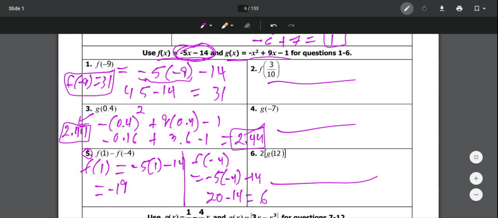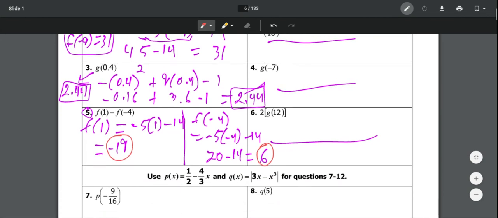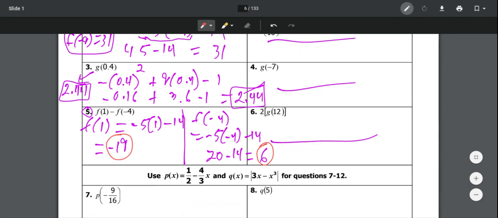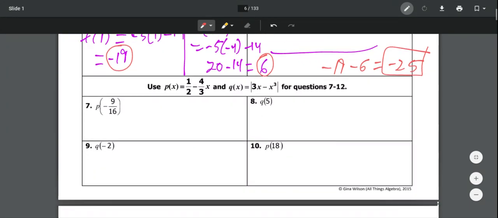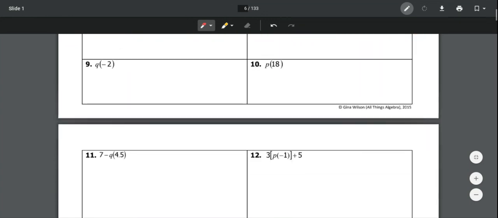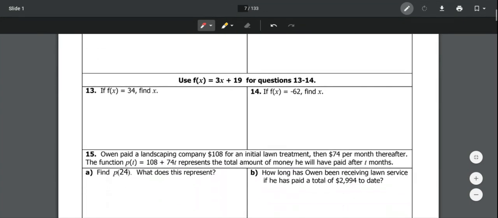So then I take, this was f of negative 4, 6 was, and negative 19 was f of 1. So all I'm going to do, and I'll write it over to the side, is take negative 19 minus 6 equals negative 25, and that's my answer for that problem. So the best way to do it is just break it up into pieces, do the first part, second part, subtract them. I'm going to let you do all of these, same type of examples.